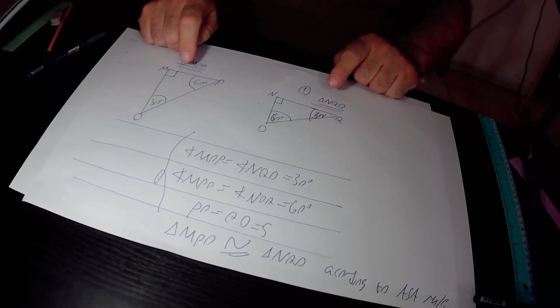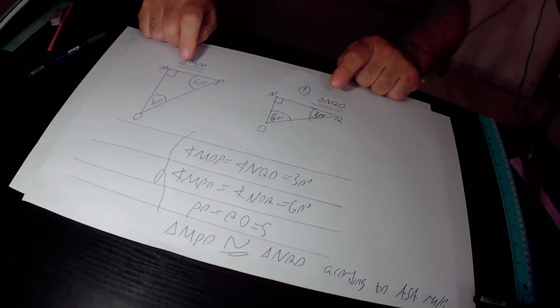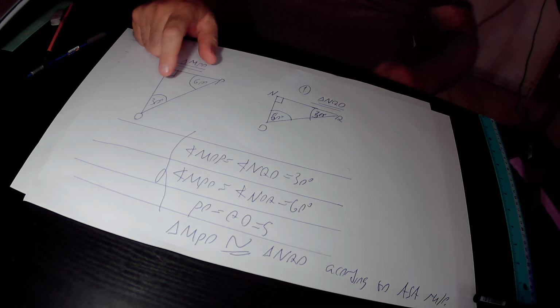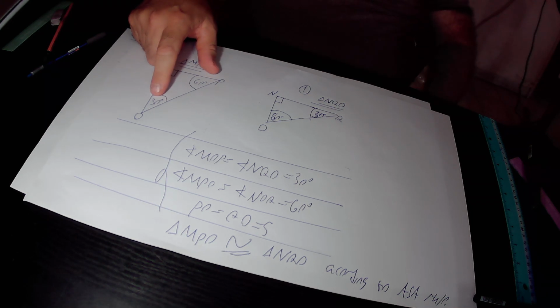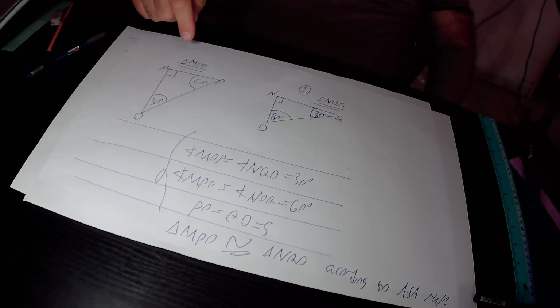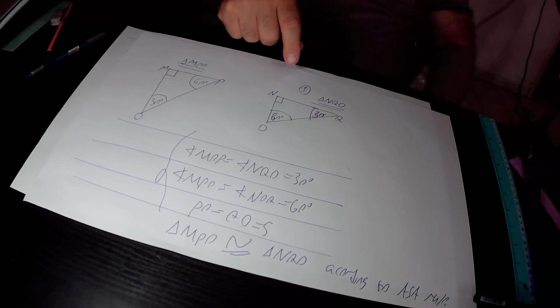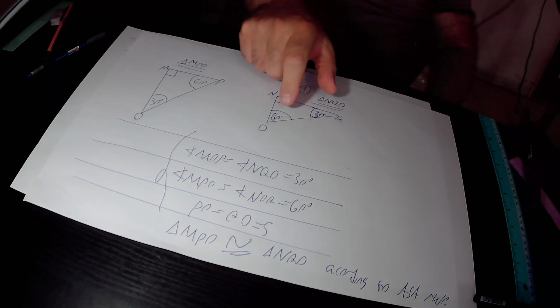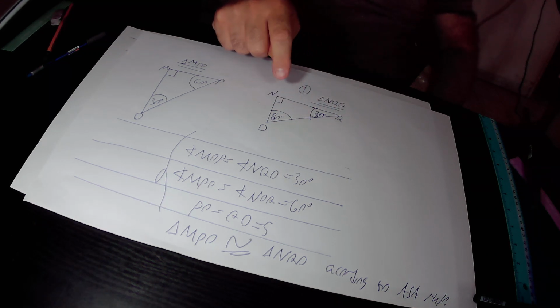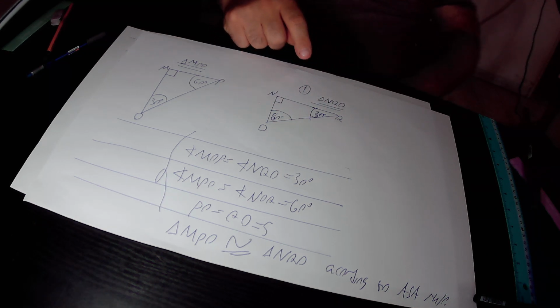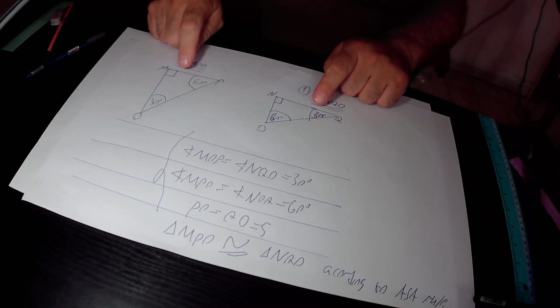So I can prove that those two right triangles are congruent according to the angle side angle rule. We have those two angles, and the side included between those two angles, that is side PO, in the right triangle MPO, corresponding to those two angles and the side included between them, that is side QO, in the right triangle NOQ. And therefore those two right triangles are congruent according to the angle side angle rule.